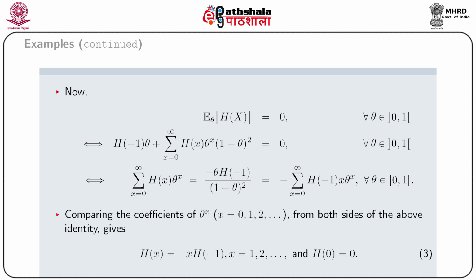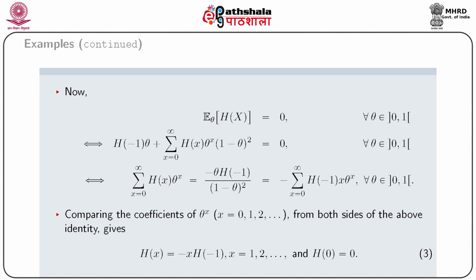Now, comparing the coefficients of theta to the power x for x equals 0, 1, 2 from both sides of the above identity, we get h(x) equals minus x into h(minus 1) for x equals 1, 2, and h(0) is equal to 0. We write this as equation 1.